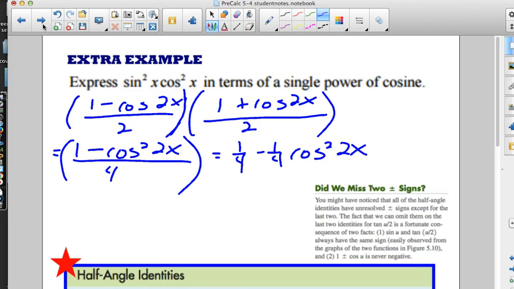So now we're at the spot we were in the last one. While we got rid of squared times squared being kind of 4th power, even though they're not the same base here, we still have a cosine squared 2x we need to eliminate. And that means we're going to use the formula again. So 1/4 minus 1/4. And let's slap in what we know for cosine squared 2x.